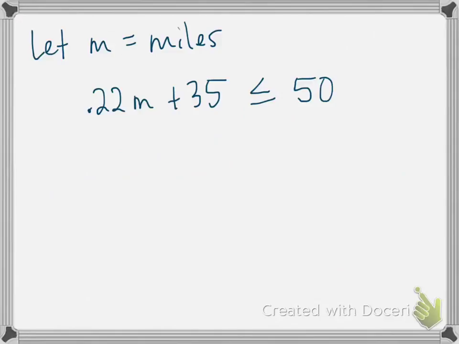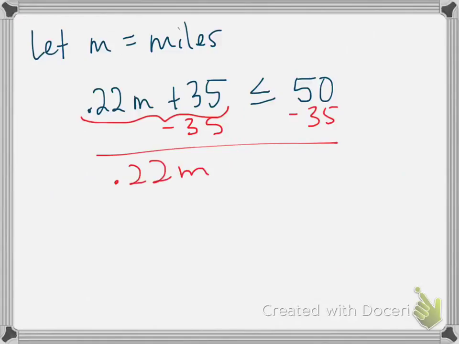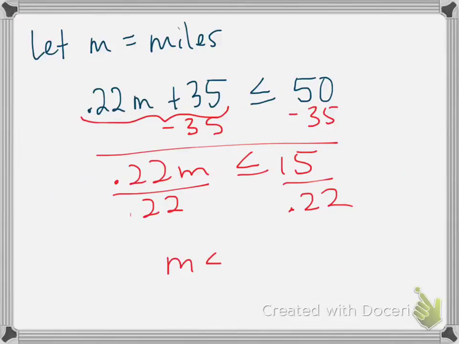Remember, she can drive no more than 50 miles. I'm sorry, she can spend no more than $50. The amount on the left represents her total cost. And that her total cost right there has to be less than her $50 budget. And then we just go ahead and solve. So subtract 35 from each side. And then we divide by 22 hundredths. And we get m is less than or equal to 68.18 repeating.